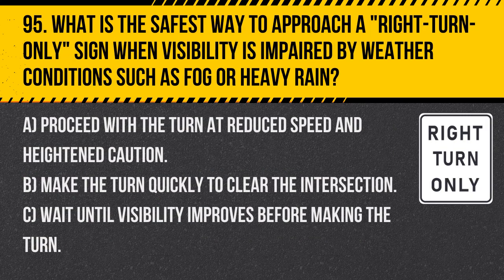Question 95. What is the safest way to approach a right turn only sign when visibility is impaired by weather conditions such as fog or heavy rain? A. Proceed with the turn at reduced speed and heightened caution. B. Make the turn quickly to clear the intersection. C. Wait until visibility improves before making the turn.